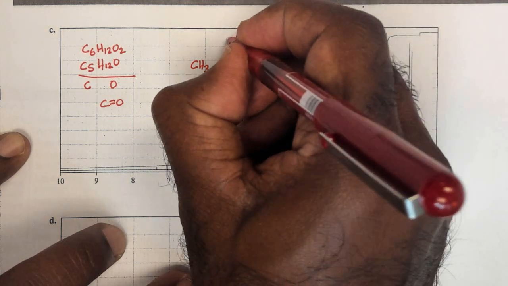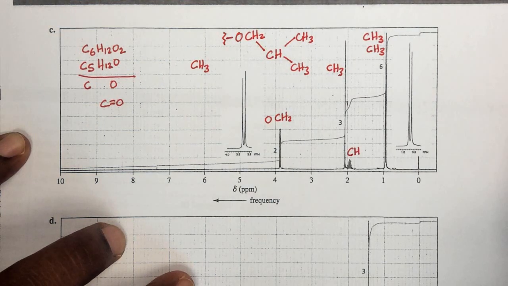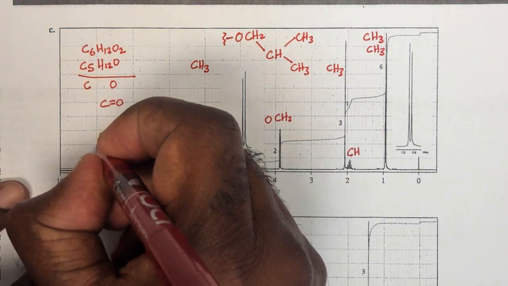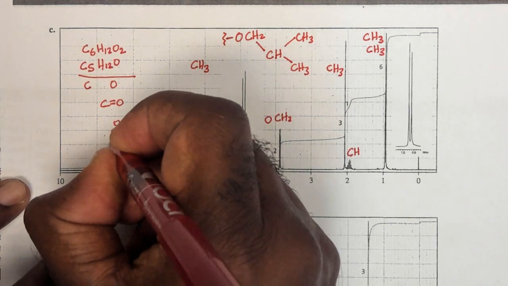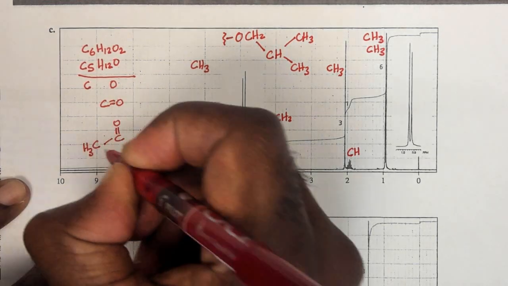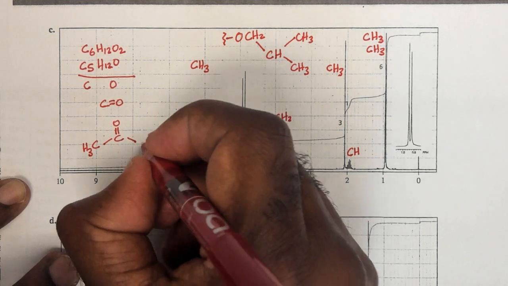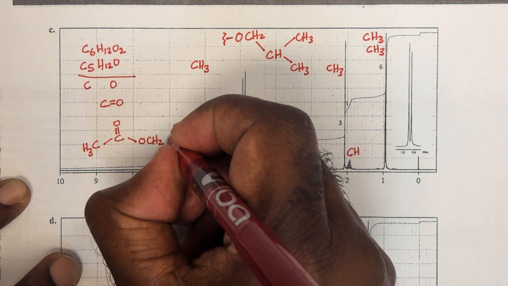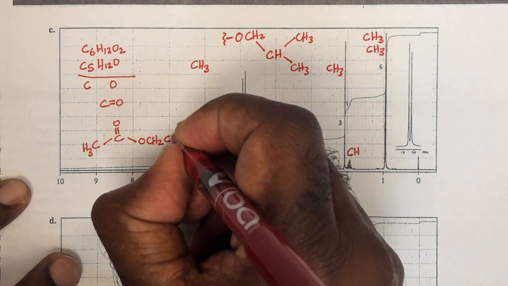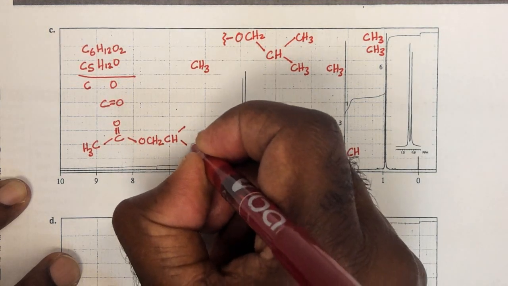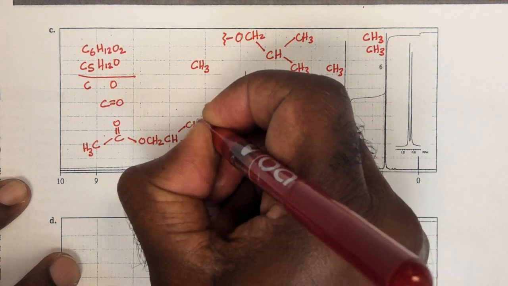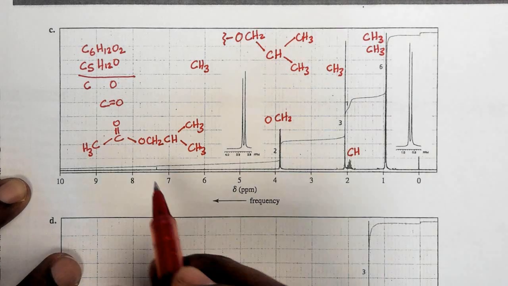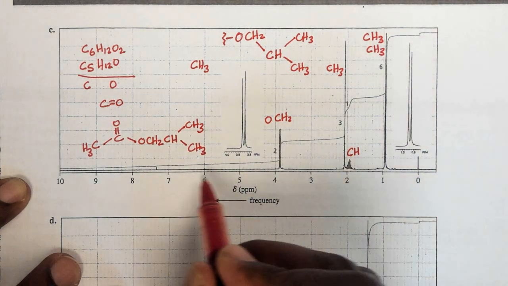I have another point to attach to that oxygen, so I could now join the CH3 at one end of the carbonyl, the OCH2 on the other end of the carbonyl, which is linked to a CH, which has 2 equivalent CH3s. So this is the particular molecule for this spectrum.